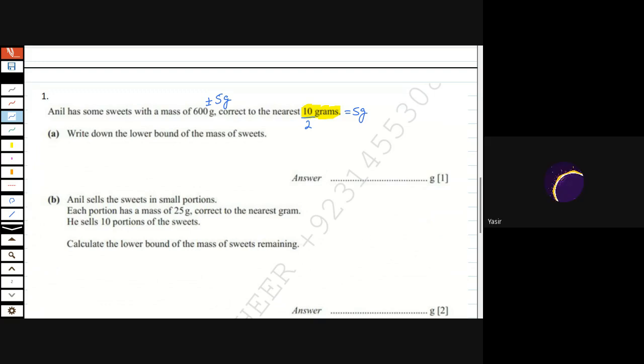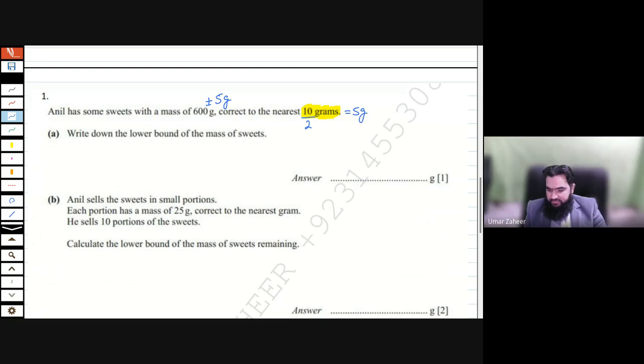Yes, sir. We have the lower bound of the mass of sweets. So we take 600 and the lower bound, so we need to subtract 600 minus 5. That will be 595. So this is the lower bound of the given value.